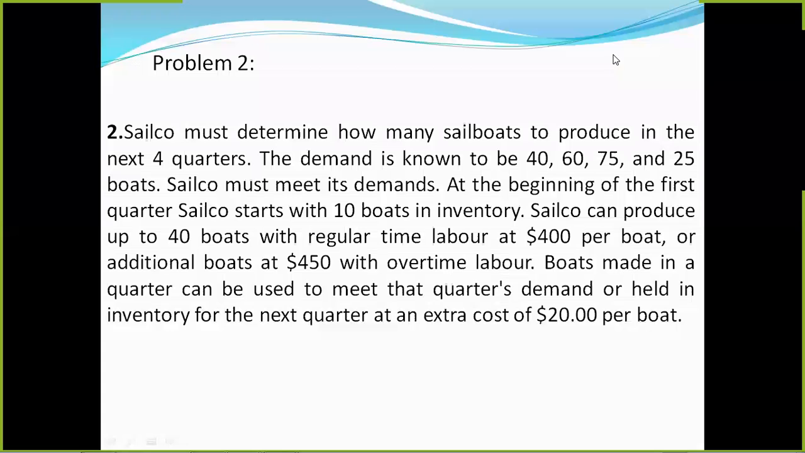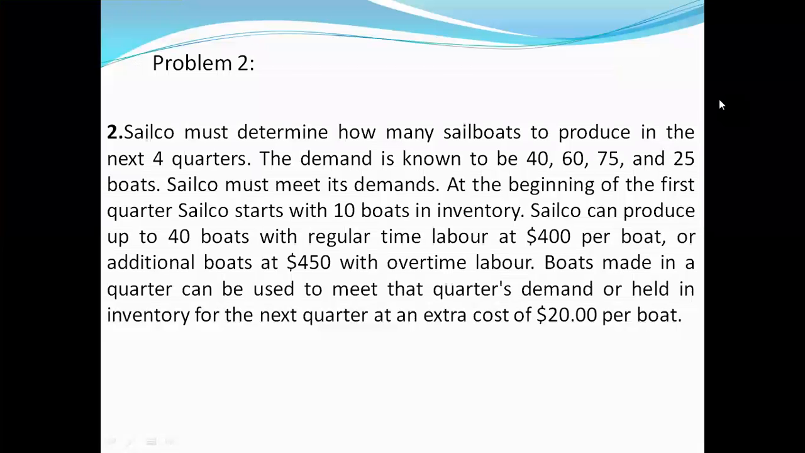Second problem. Sailco is a company that must determine how many sailboats to produce in the next 4 quarters. Here, quarter means that the entire year has been subclassified into 4 parts, each of 3 months. Depending on each quarter, the demand is known to be 40, 60, 75, 25 boats to manufacture.